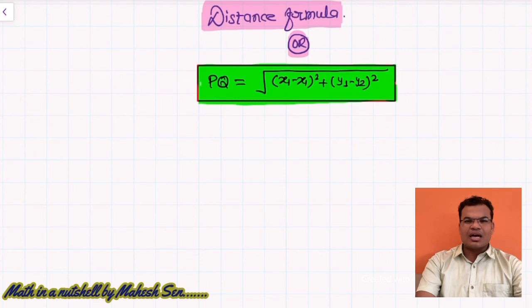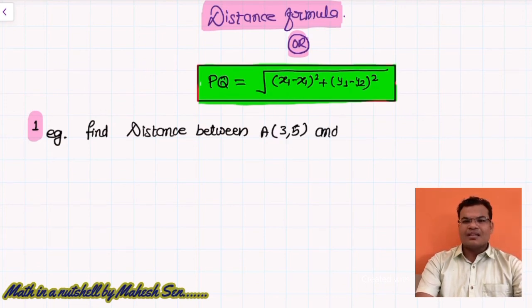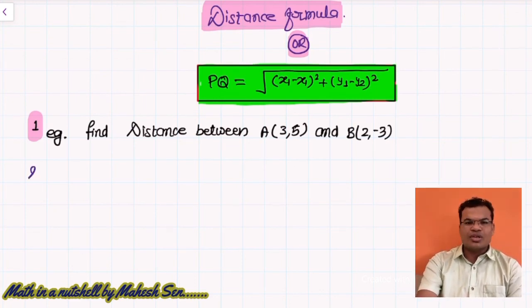Guys, after this I want to explain how we can find the distance between any two points. So let's have one example, and we'll use this formula to find the distance between two points, A and B. The question is: find the distance between the point A, which is (3, 5), and the second point B, whose coordinates are (2, minus 3). So there are two points and we have to find the distance between A and B, right? So let's start the solution.